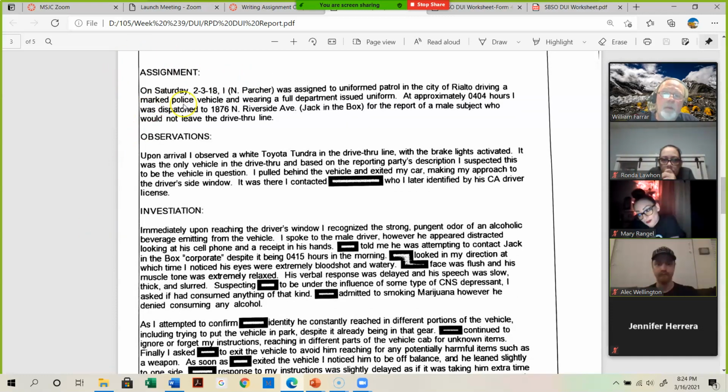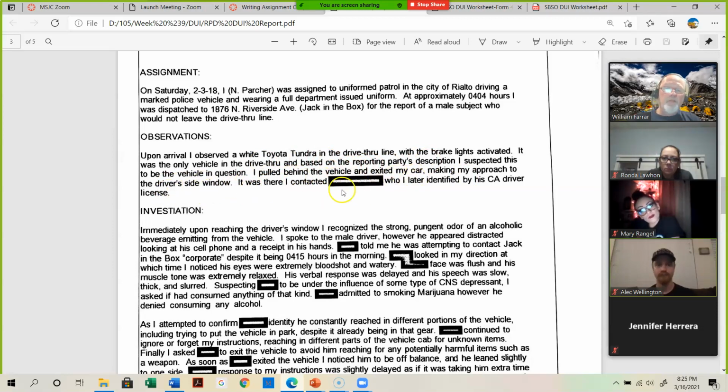The assignment on this day, this officer right here was working. He was driving in a certain location. He was dispatched to this location, Jack in the Box, for the report of a male subject who wouldn't leave the drive-thru. So basically, the car's in the drive-thru line and the driver's passed out. So that's the assignment or notification. You could use that. Here's what the officer saw when he got there. He gets there. He sees this car parked at this place.